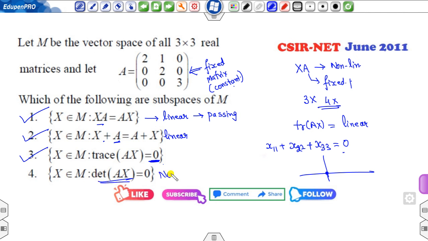Determinant is always nonlinear. Because the determinant of X is a nonlinear function, and every nonlinear set is not a subspace.